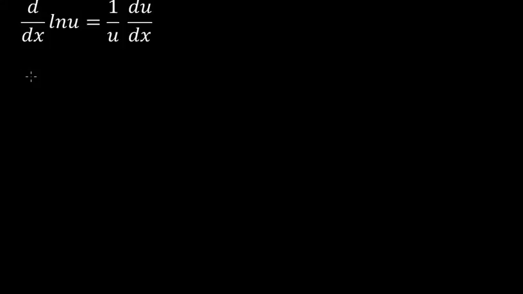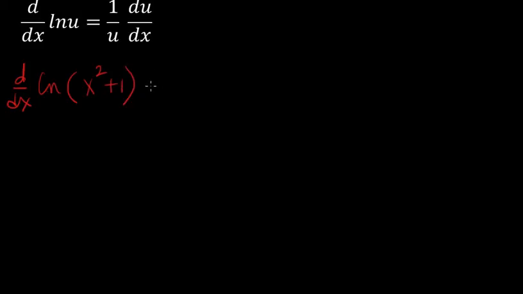Another derivative you learned in Calculus 1 is that the derivative with respect to x of natural log x is 1 over x. Or, more generally stated, the derivative with respect to x of natural log u, where u is a function of x, is 1 over u du dx. So, an example would be the derivative with respect to x of the natural log of x squared plus 1.